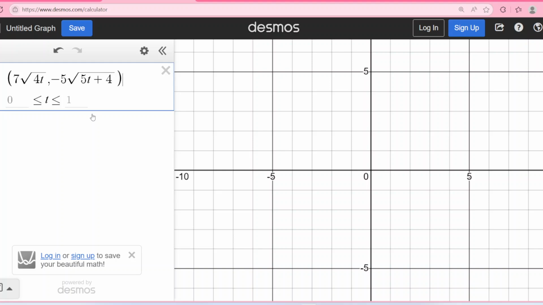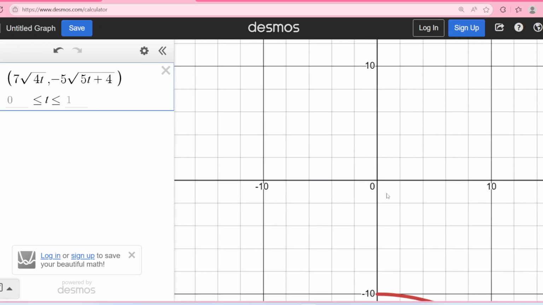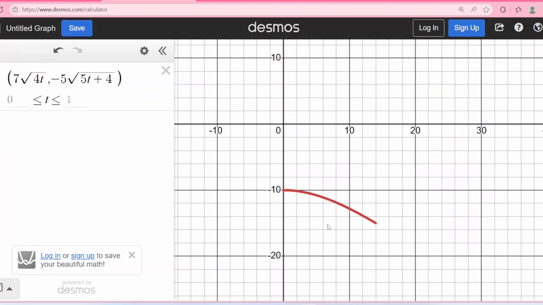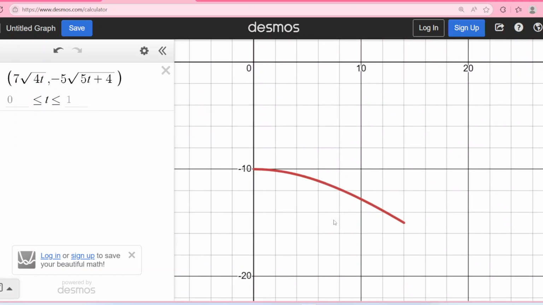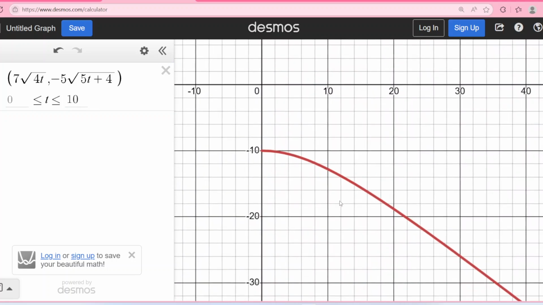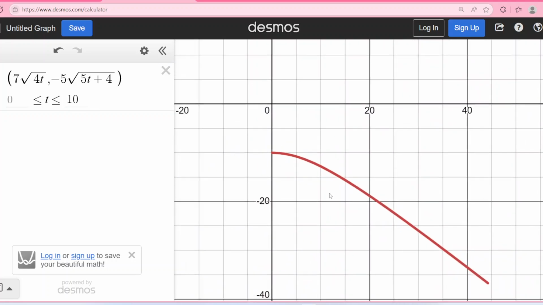All right. And let's see. Seeing part of the curve down here. I'll make this, t has to be greater than or equal to 0, right? No negative values of t because I want real number outputs here. Let's go t from 0 to 10 just to see more of the curve. So seeing this part of the curve show up.